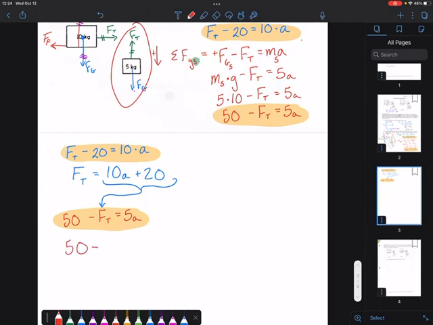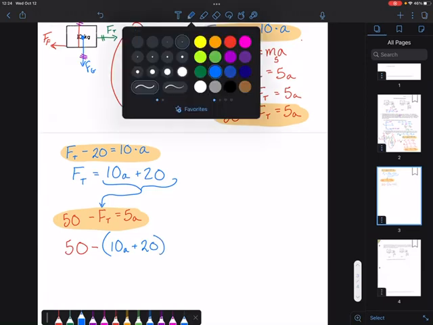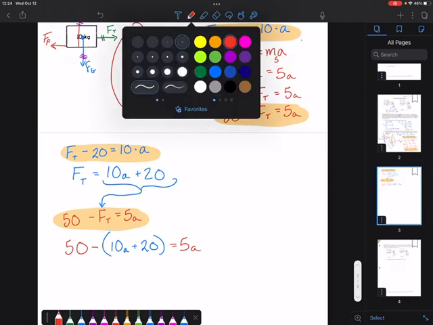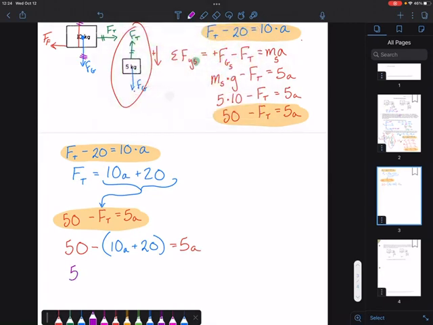50 minus 10A minus 20 equals 5A. Is that what you said? Yeah. So then I'm gonna end up with 50, and this is where you have to be careful, this minus needs to distribute in. So it's 50 minus 10A minus 20 equals 5A.